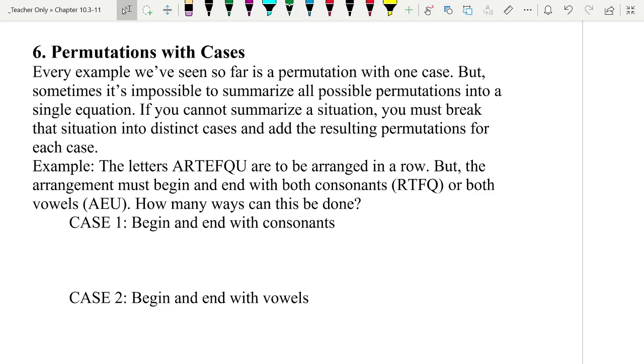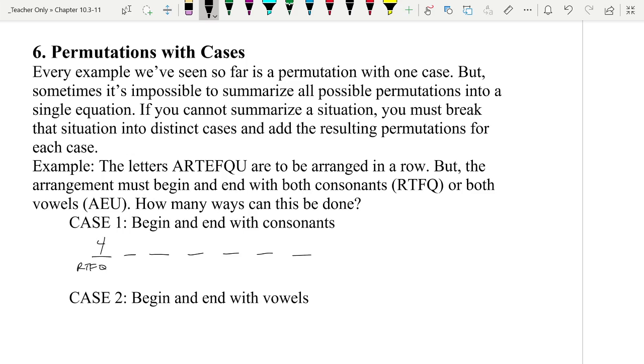And for those of you who don't know, consonants would be, in this case, the R, the T, the F, and the Q, and vowels, remember vowels are the letters A, E, I, O, or U, and sometimes Y. How many ways can this be done? So case 1 is you begin and end with a consonant. So we're making a row of 7 letters. And the first letter has to be one of the consonants, R, T, F, or Q, which means that there's 4 things that can go there.